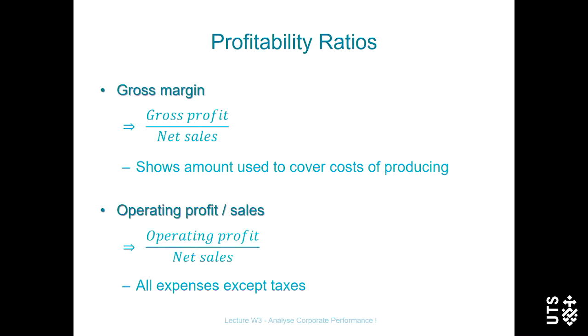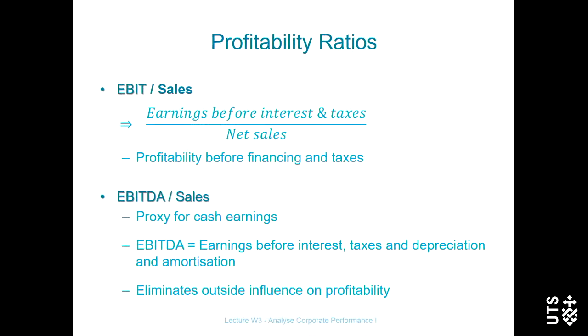Other profitability ratios. So we went bottom to top, and now we're just going up. What we're looking at here is gross profit to net sales, or operating profit to net sales. I won't stop on those two. I will jump to the next slide where we have EBIT to sales and EBITDA to sales. So that's earnings before interest and taxes, and earnings before interest, taxes, depreciation, and amortization.